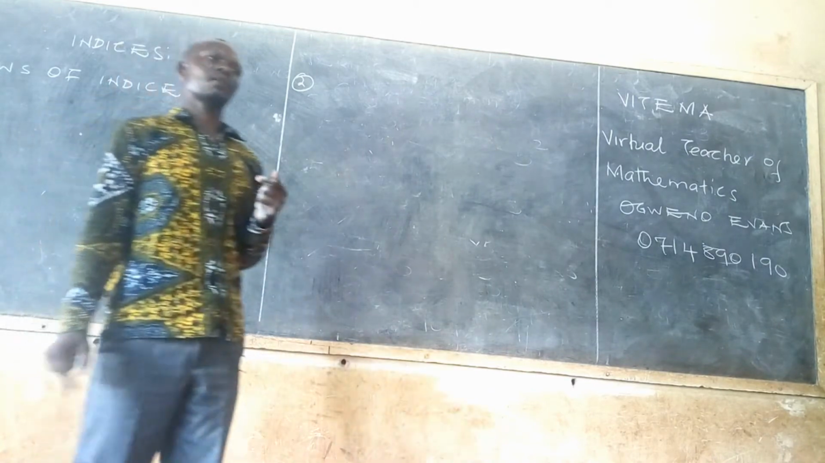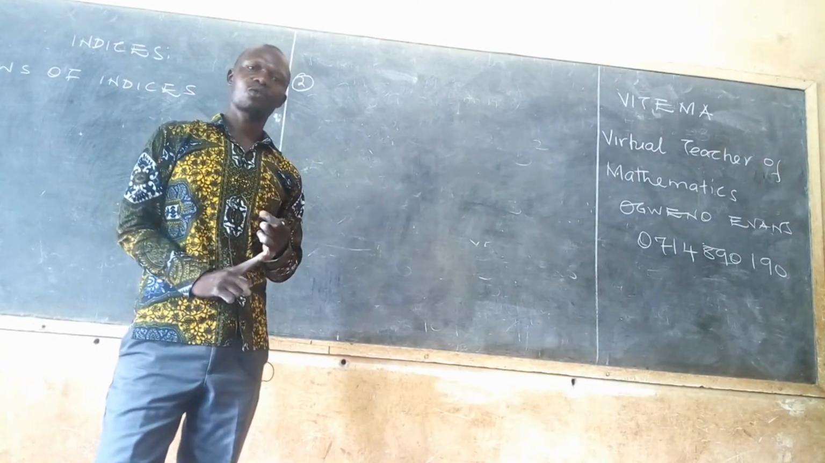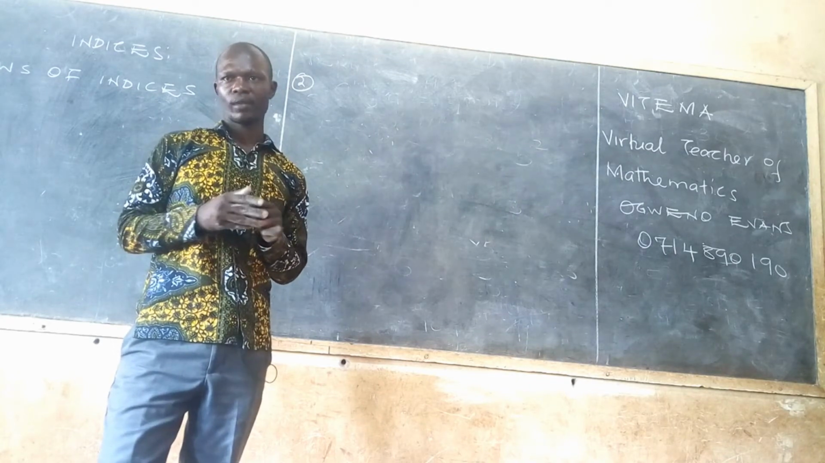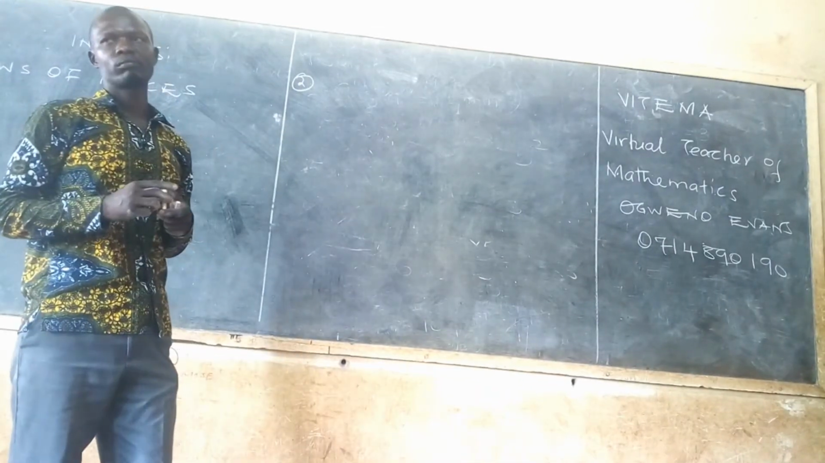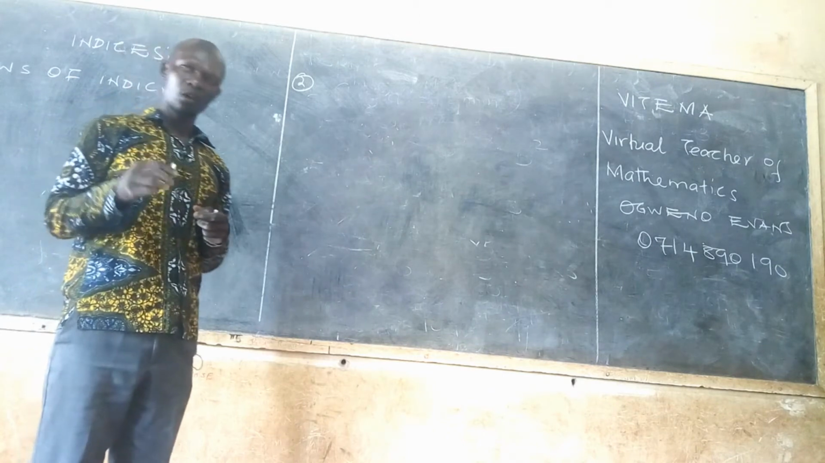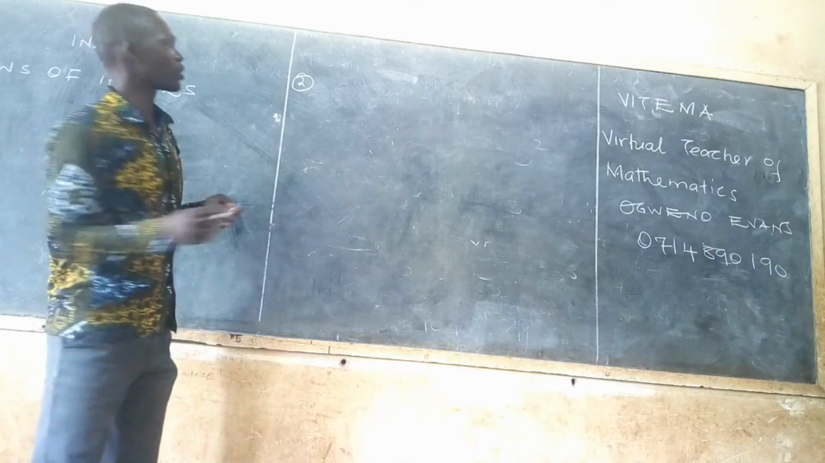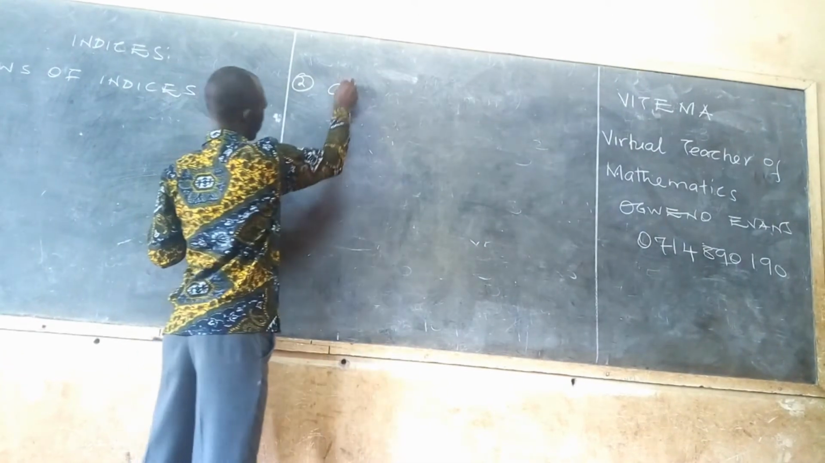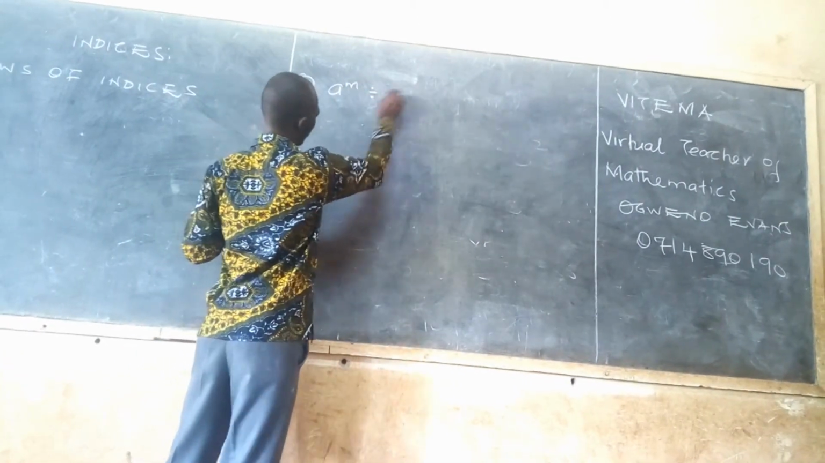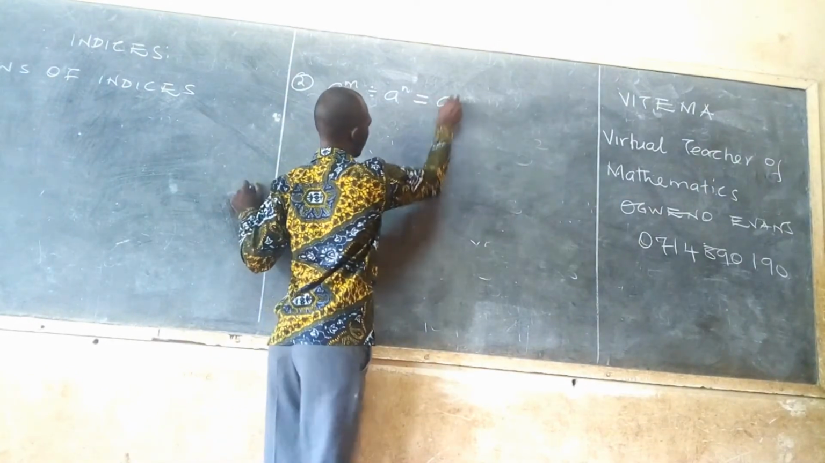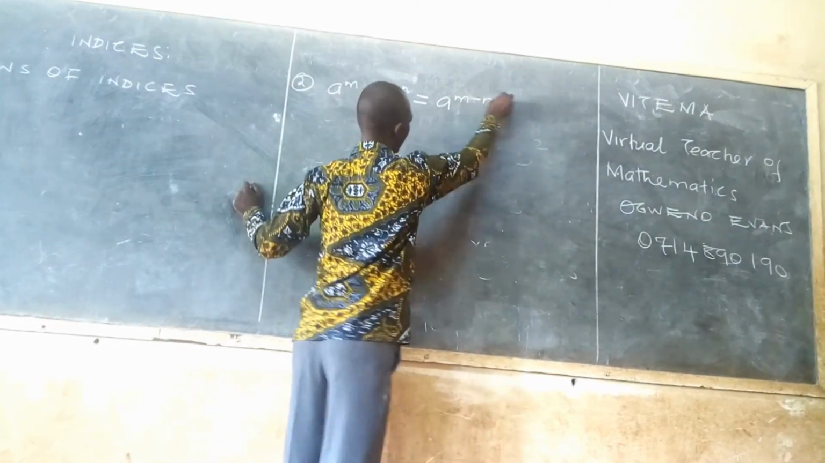Why am I calling it a mother law? Because out of law number 2, we are going to have about 2 other laws from it. The law of division of the bases, or the law of take away when it comes to the indices. This law states that a to the power m divided by a to the power n should give us a to the power m minus n.